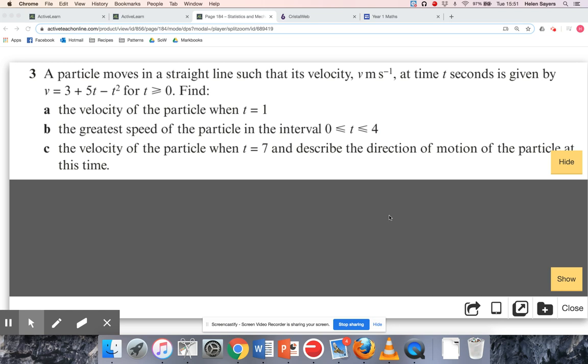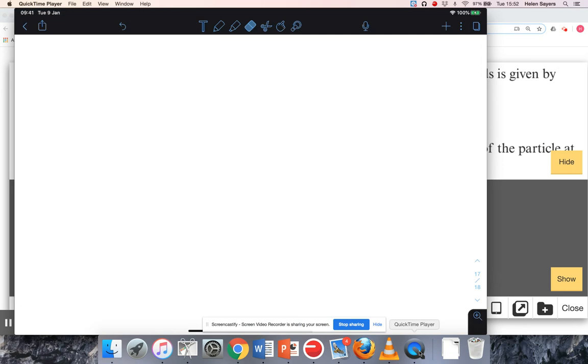Okay, we're doing exercise 11A from the first year mechanics textbook. This is question 3. So I'm given velocity as a function of time, and then part A, quite simple, find the velocity when t is 1. So we're just going to substitute 1 into that function.